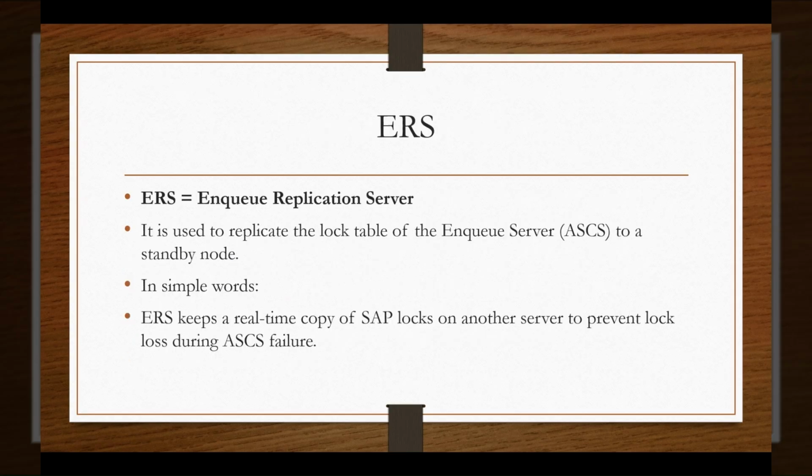Now, ERS is the NQ replication server. As you remember, we have just discussed the central instance going down and the lock NQ and the message server. Okay, so ERS is used to replicate the lock table of the NQ server to a standby node. ERS keeps a real-time copy of SAP locks on another server to prevent lock loss during ASCS, that is Central Instance, failure. ERS is the NQ replication server. It basically replicates the lock status from the central instance to a separate host so that in case of failure that can be quickly used.